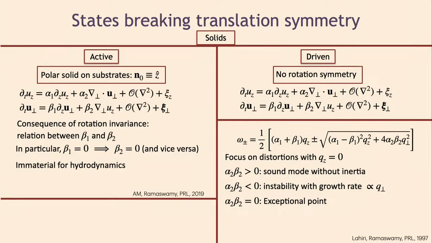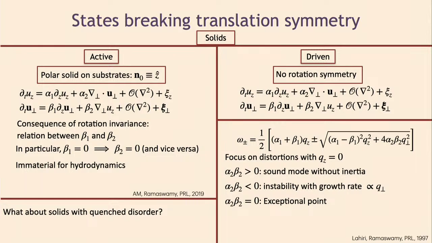So then, sort of 20 years after this, we wrote down the hydrodynamics of active solids, and it looks very similar to the driven solids, except that now beta 1 and beta 2 are related. Okay. But again, this doesn't matter for the hydrodynamics, and you can see that by noticing that I can again completely eliminate beta 1 in both cases by redefinition of Z. And that changes alpha 1 as well, but alpha 1 is arbitrary. Alpha 1 is not fixed by rotation invariance. So the hydrodynamics of both of these systems remains the same.